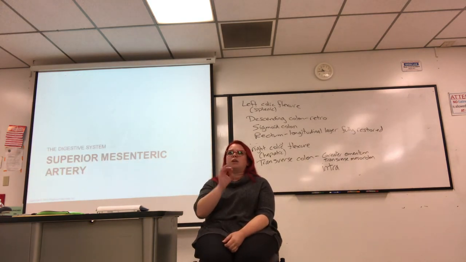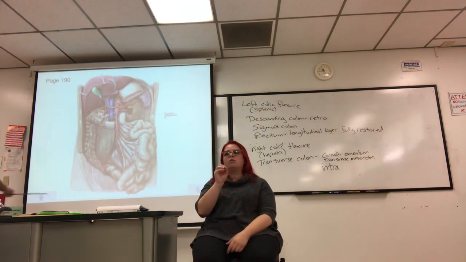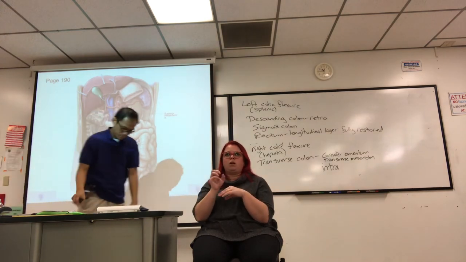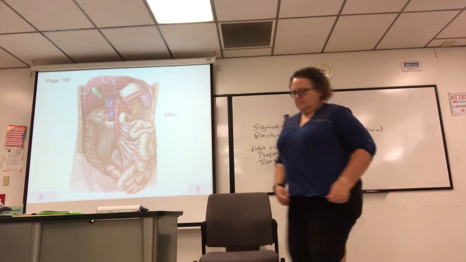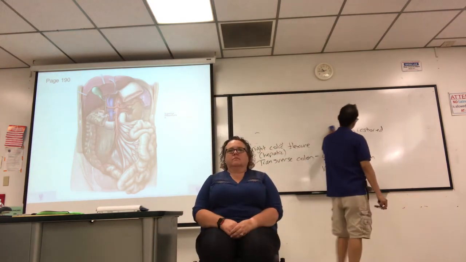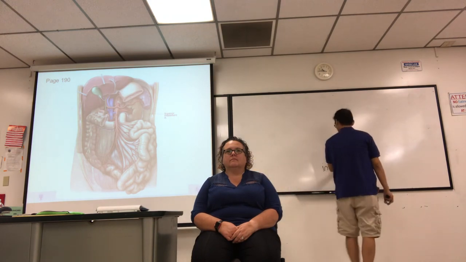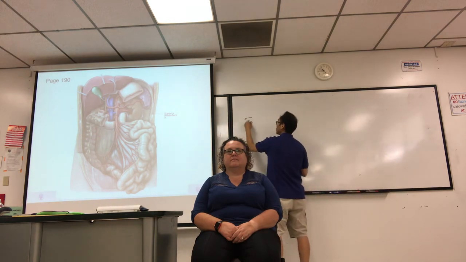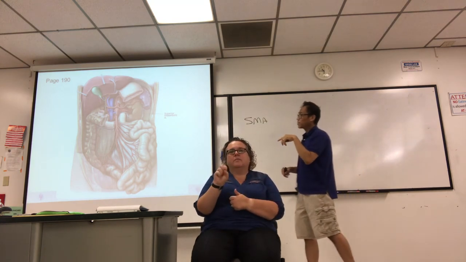I want to talk about the blood supply to the colon and the small intestine. So we can go back, circle back, and talk about the superior mesenteric artery. When I taught duodenum earlier, I told you it goes over the duodenum. SMA for short, superior mesenteric artery. Remember, it goes over the duodenum. It kind of goes off to the right.